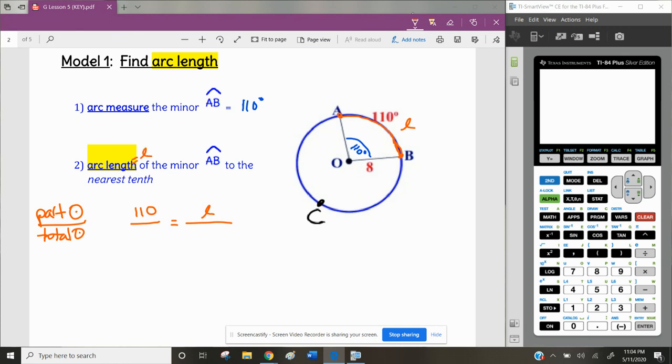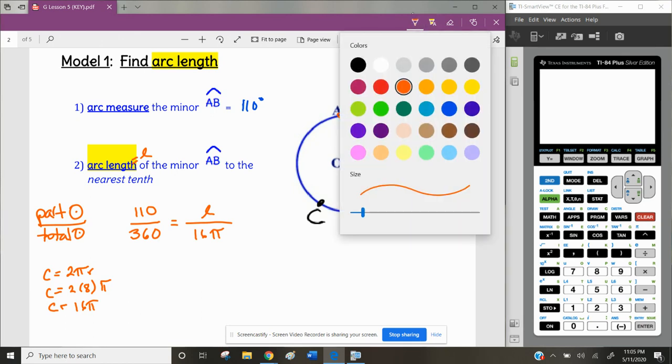And the total number of degrees in a circle is 360. And the full circumference, the total arc length in the circle, would be C equals 2 pi r, or C equals pi times d. Here we have the radius, so that's 2 times 8, which is the radius, times pi, and that's 16 pi. I always use the exact circumference when I'm solving. That way we don't round until the very end.